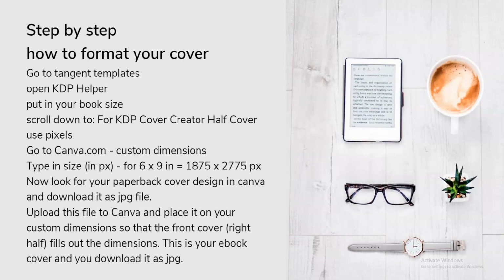First of all, you go to Tangent Templates, you open your KDP helper, then you put in your book size, and you scroll down to, for KDP Cover Creator, half cover use pixels. Then you go to canva.com and you click on Custom Dimensions. And there you type in the size in pixels.